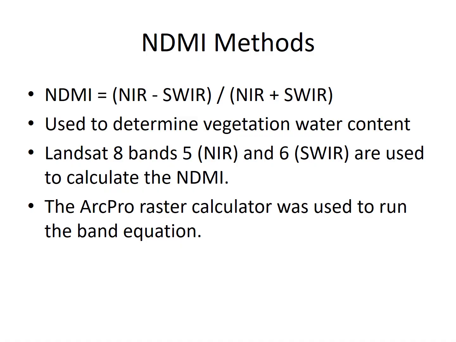So with the NDMI, it's basically the same method as the NDVI, but you're looking at bands 5 and 6, and you just use those with the raster calculator in order to run the band equation there.